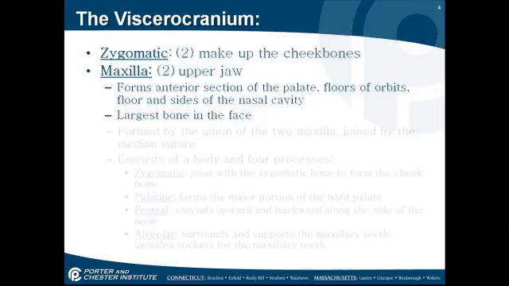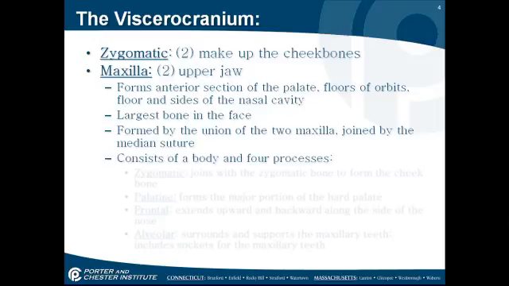It's the largest bone in the face, and it really is made up of two bones. They join together to make one bone, one unit, but it's two bones, and it's joined by the median suture. It consists of a body and four processes.